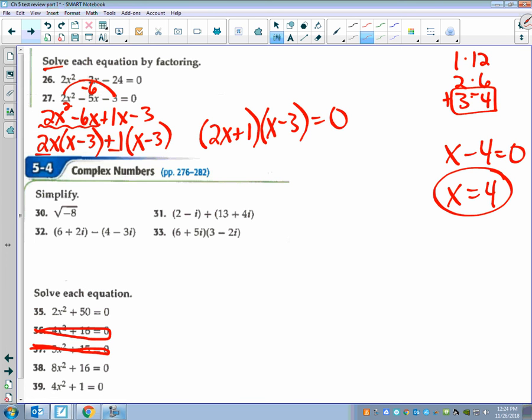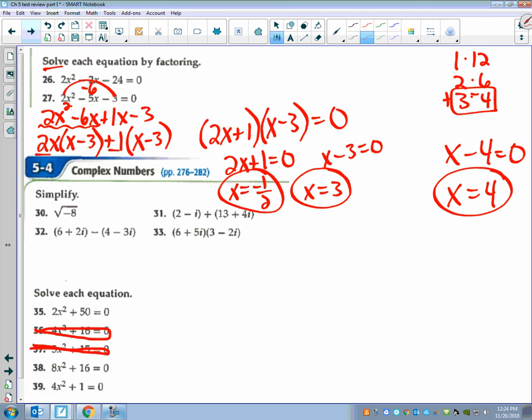So I put the parts together that are out here. I take out the x minus 3 that's together. Those are the factors. Now when I set each part equal to 0, I get x equals -1/2. And over here, I just get x equals 3.